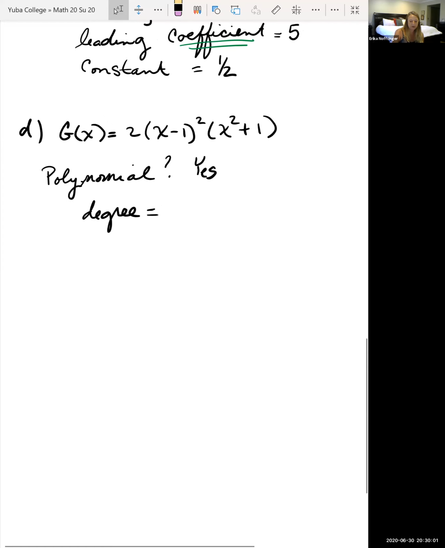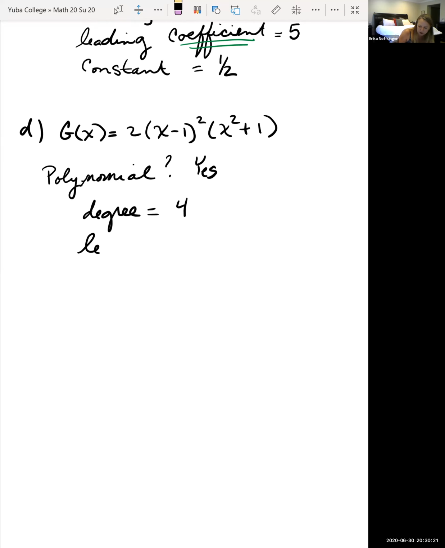If we distribute out x minus 1 times x minus 1, when we FOILed that out, the highest degree would be x squared. And then when we multiply this x squared times this x squared in the second parentheses, well, x squared times x squared is x to the 4, so the degree is 4. And maybe that helped you with the next question: what would the leading term be if you had gone through all the work to distribute that out?